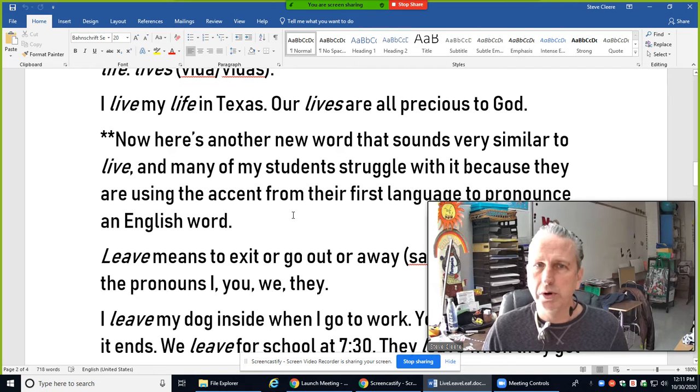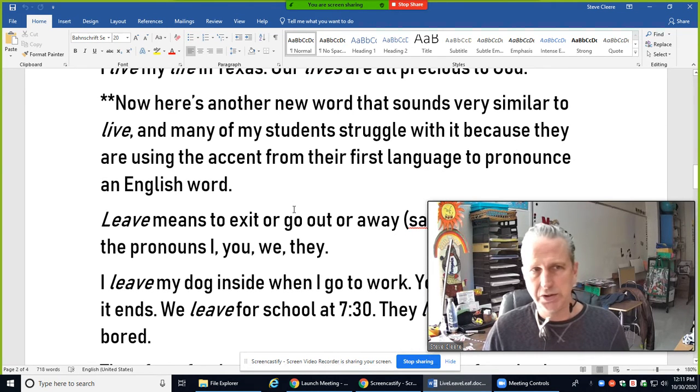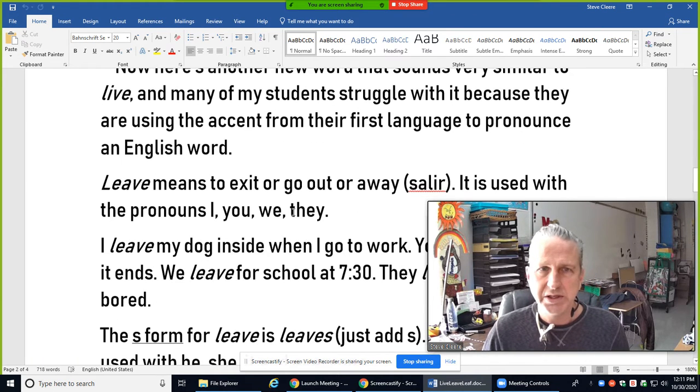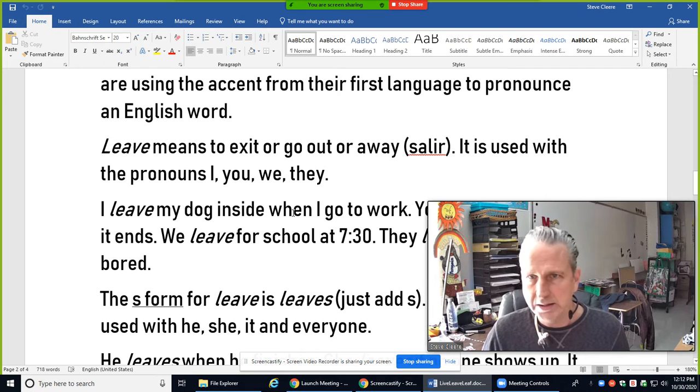Now, here's another new word that sounds very similar to live, and many of my students struggle with it because they are using the accent from their first language to pronounce an English word. Oh, okay, we're talking about live. It sounds very much like live. Leave means to exit or go out or away. Salir. It is used with the pronouns I, you, we, they. It's not the S form. The S form is for he, she, it, everyone.